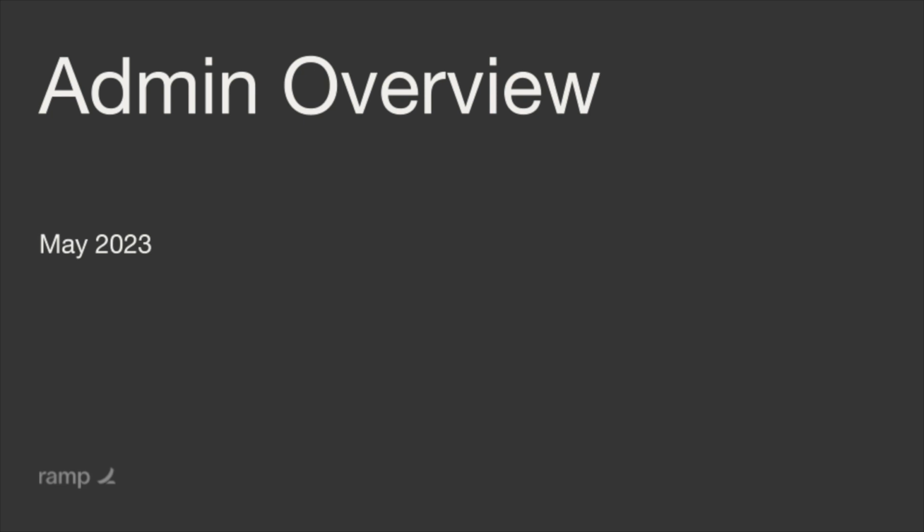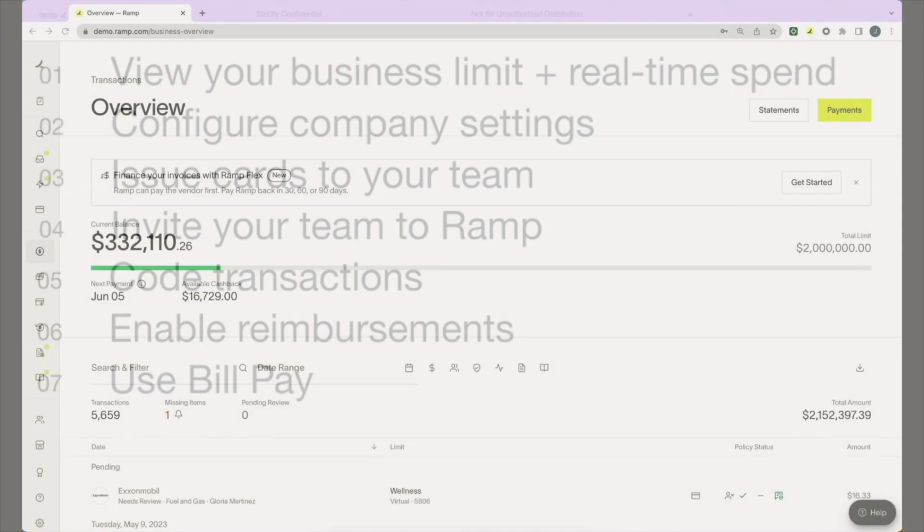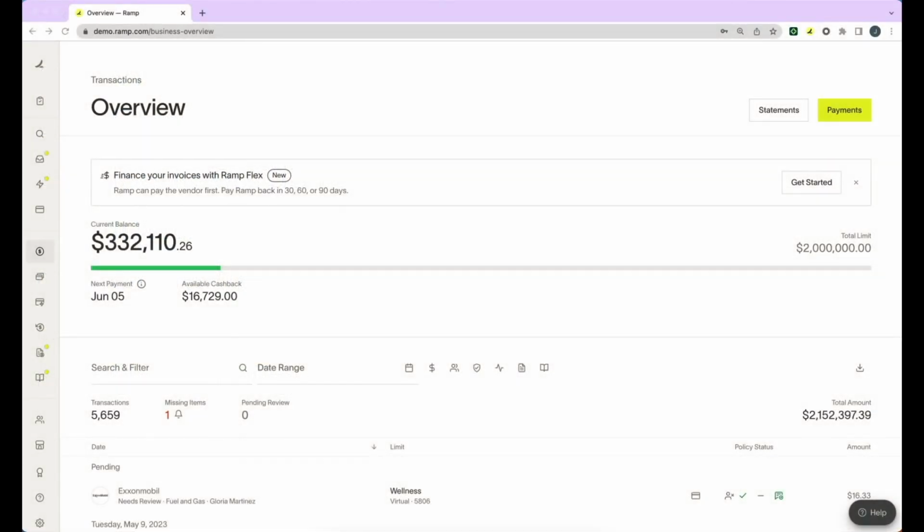In this tour, we'll cover how to see your business limit and real-time spend, configure your company settings, issue cards to your team, invite your team to join you on Ramp, code transactions for accounting purposes, enable reimbursements, and use bill pay. First, let's cover some company settings basics.